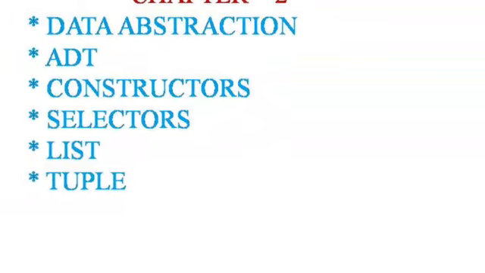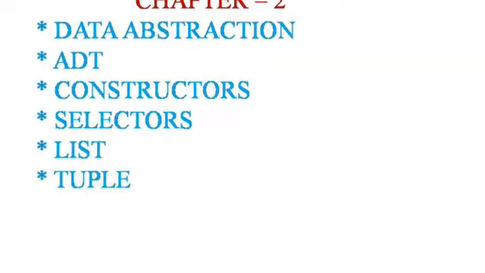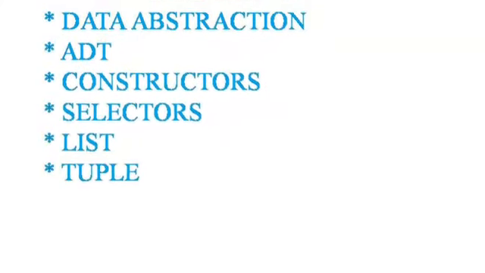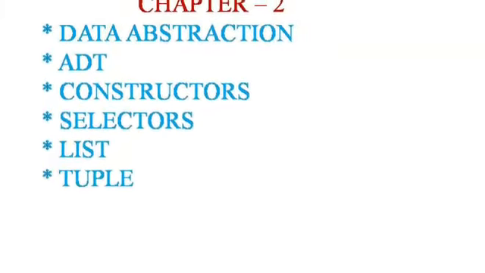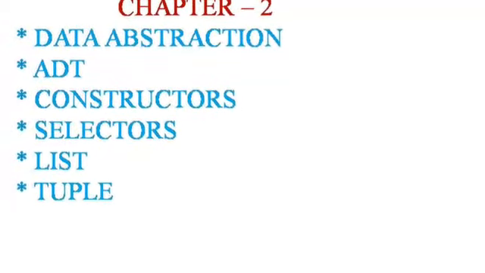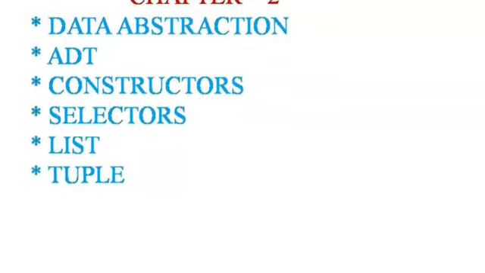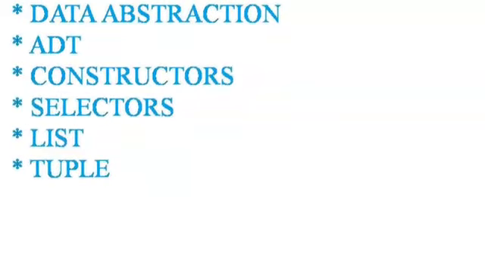Selector functions are used to retrieve information from the data type. In a list, expressions are placed in square brackets, but in the case of a tuple, they are placed in parentheses. We have an abstract data type using rational numbers. I think this topic is clear. Now we'll go to the exercise.